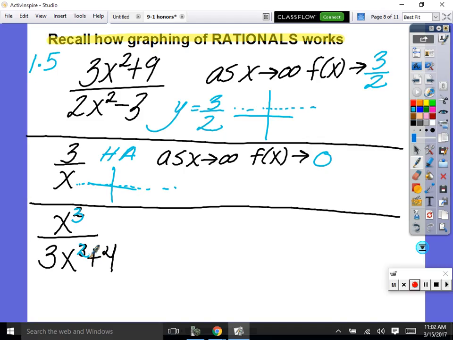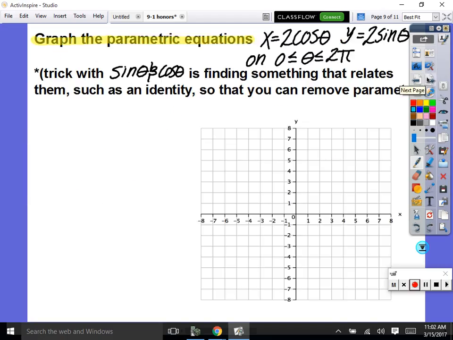Asymptote? Yeah, technically. Okay, so here's another example. We're actually almost done with the lesson. It says graph the parametric equation. This one always throws people off, and it would be really nightmarish if we don't eliminate the parameter. So it says graph the parametric equation.